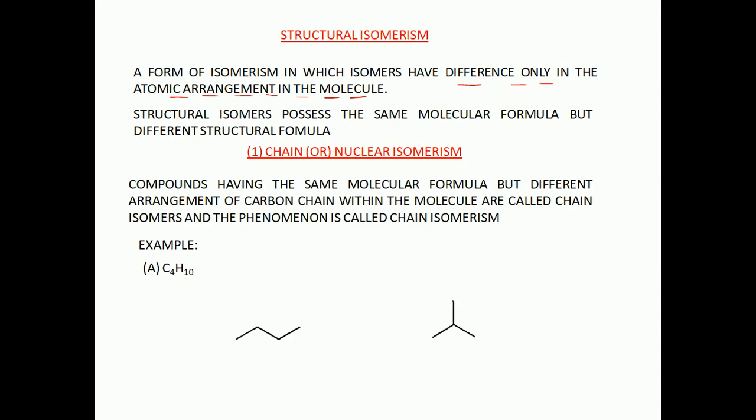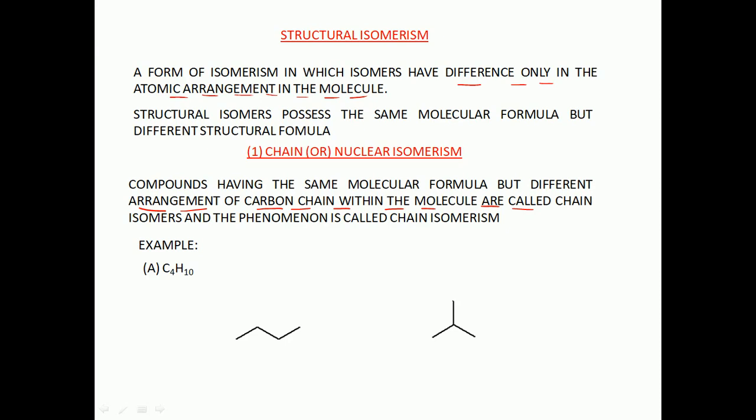The first type of structural isomer is chain or nuclear isomerism. Isomers are compounds having the same molecular formula but different arrangement of the carbon chain within the molecule, called chain isomers. These chain isomers will have the same molecular formula but the arrangement of the atoms in the chain will be different.